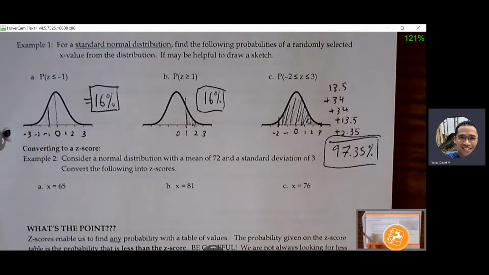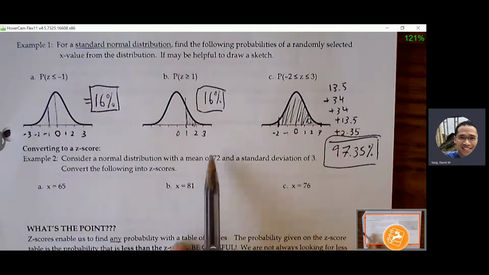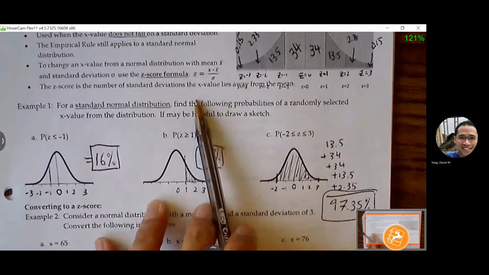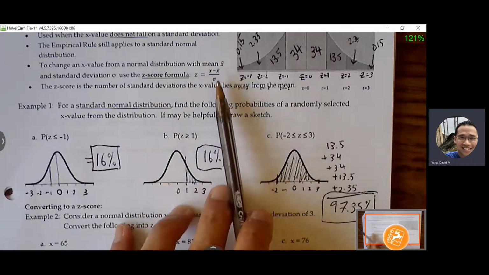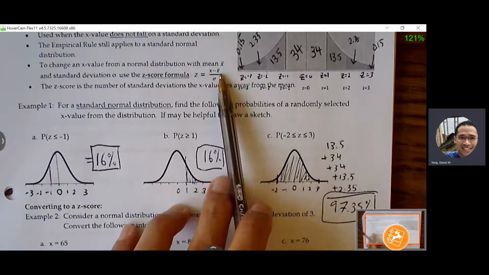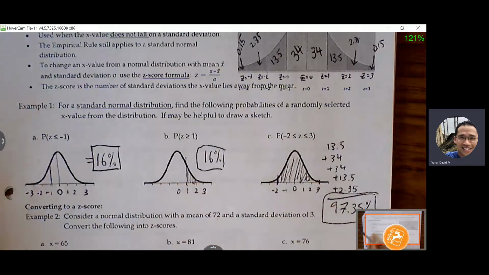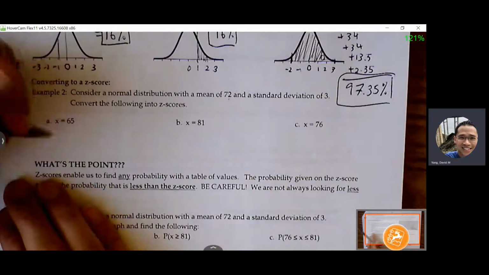Okay, so consider a normal distribution with a mean of 72 and a standard deviation of 3. If we try to follow through with 72 and a standard deviation of 3, if we subtract 3 and add 3, we're not able to land on 65. So right now we're just going to convert and find the z-score. The formula that we're going to use is up here. Z is x minus x bar over sigma. So x bar is my mean, sigma is the standard deviation, and x is the value that we are considering. Okay, so we're going to apply that for each of these problems here.